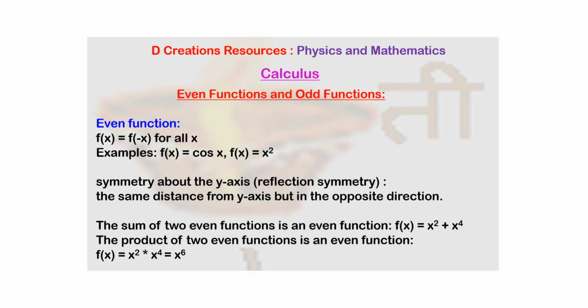Now, if you add 2 even functions, say x square and x raised to 4, it will again lead you to an even function. Again, try putting values here. If you put some values of x and minus x, minus x square is again x square and minus x raised to 4 is again x raised to 4. So their addition will automatically lead to an even function. Similarly, if you take a product, x square into x raised to 4, that is x raised to 6, which itself is an even function. So again here it is holding.